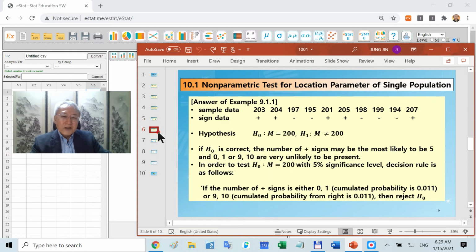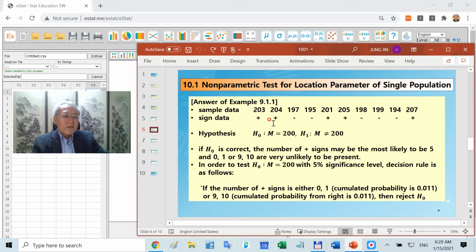In that case, what are you supposed to do? You have data, and we consider whether it is 200 or not. You may consider 200 is a mean, the location of a central tendency. But since we are not calculating mean like that, you'd better consider it is median. Well, if it is 200, we are going to test like this.